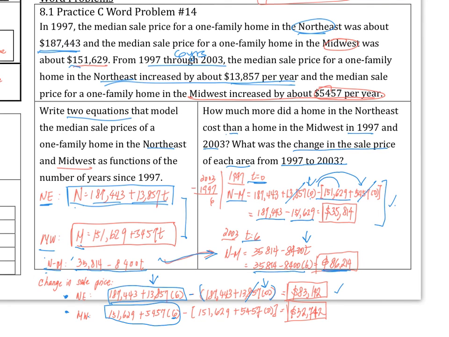Now, I will also subtract this function again when time is 0. Okay, but this part gets canceled out, so you would just take this amount and subtract 151,629 to get $32,742. So why don't you just do the math and see if your numbers match with my numbers. And this concludes the lesson.